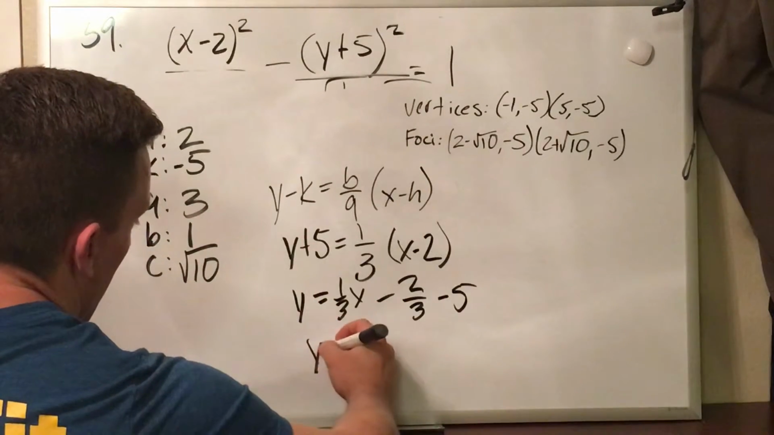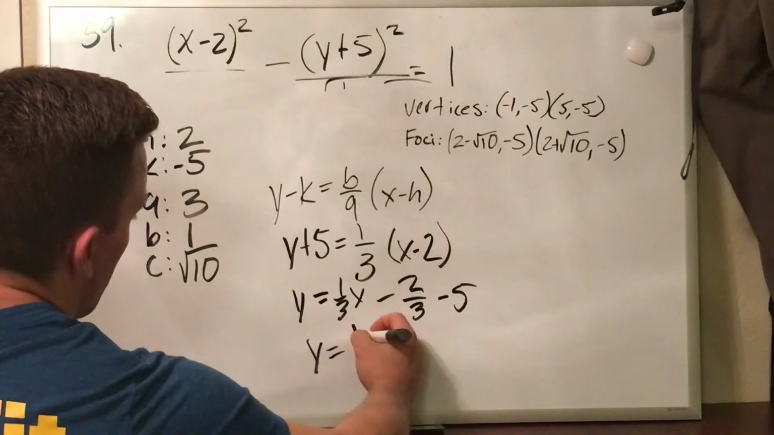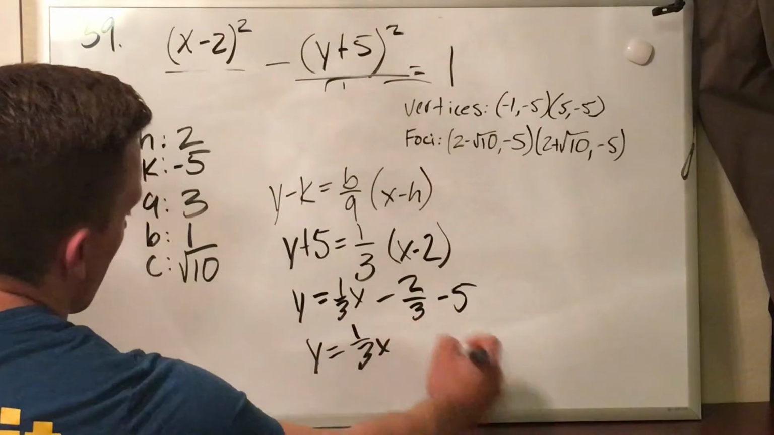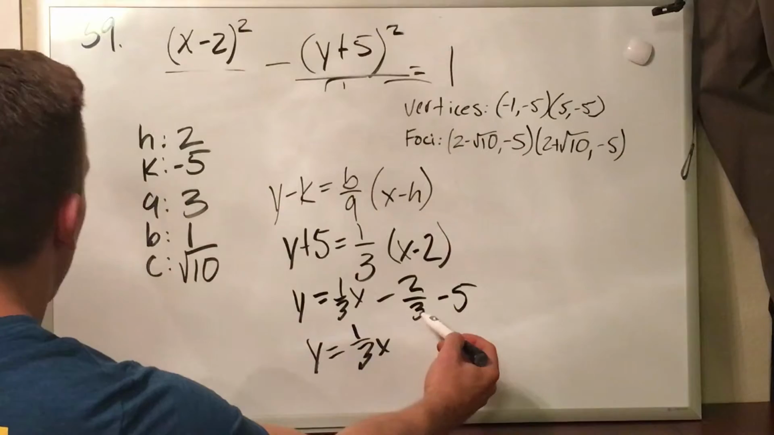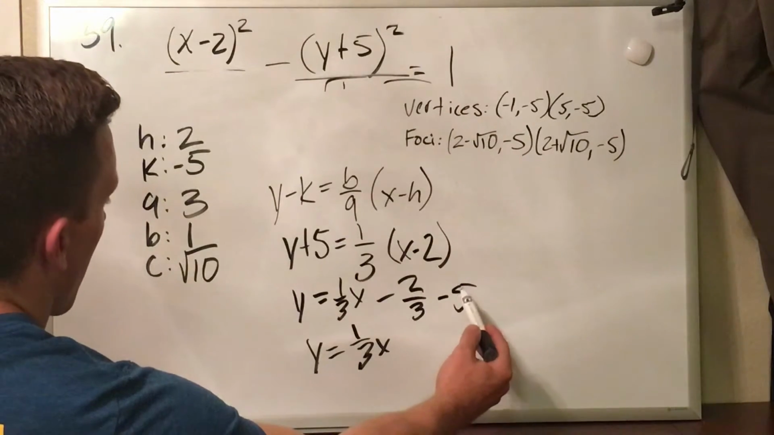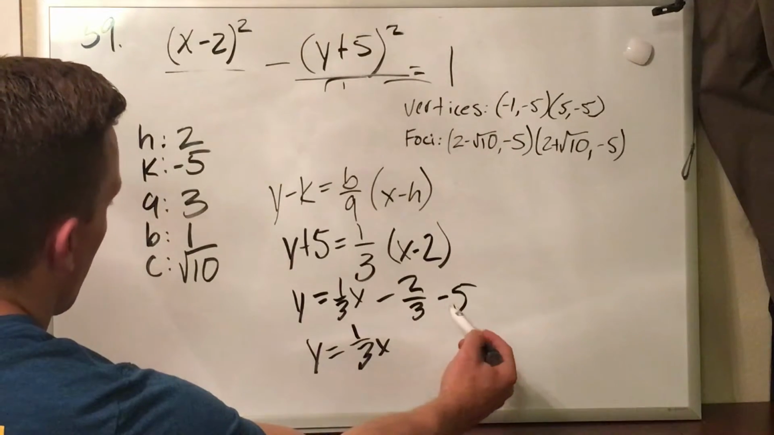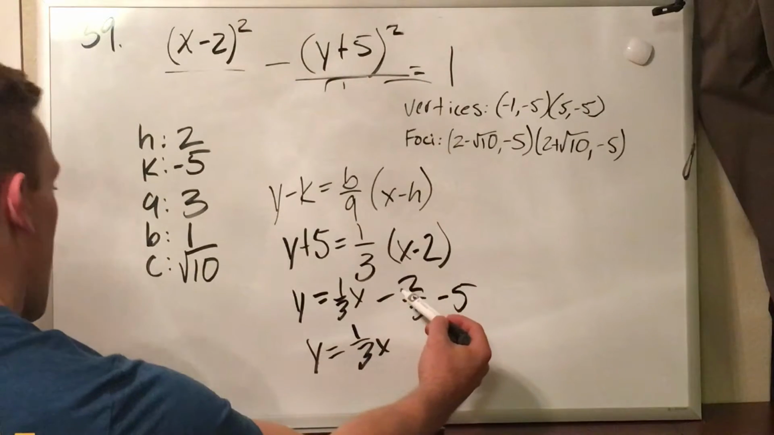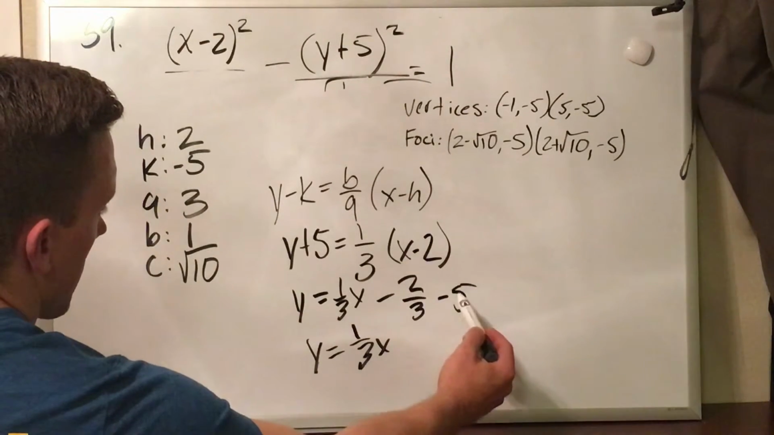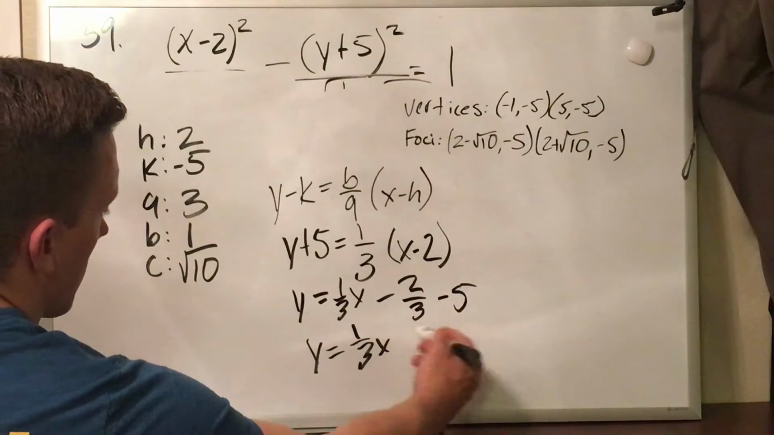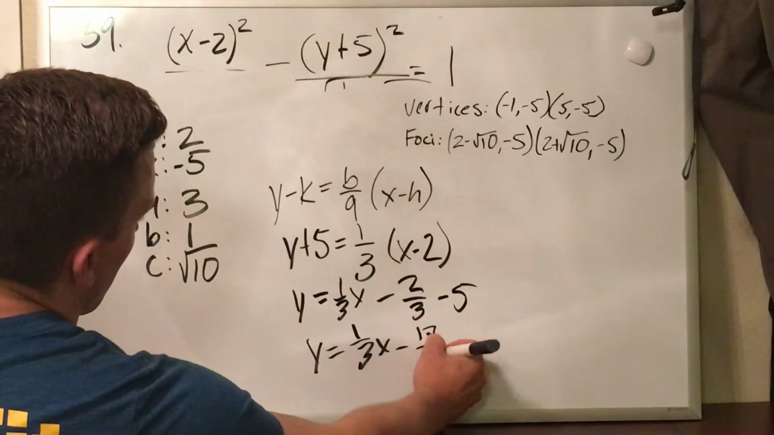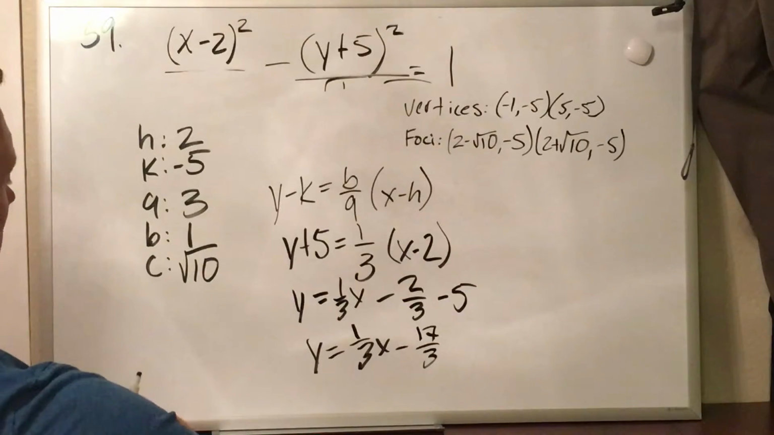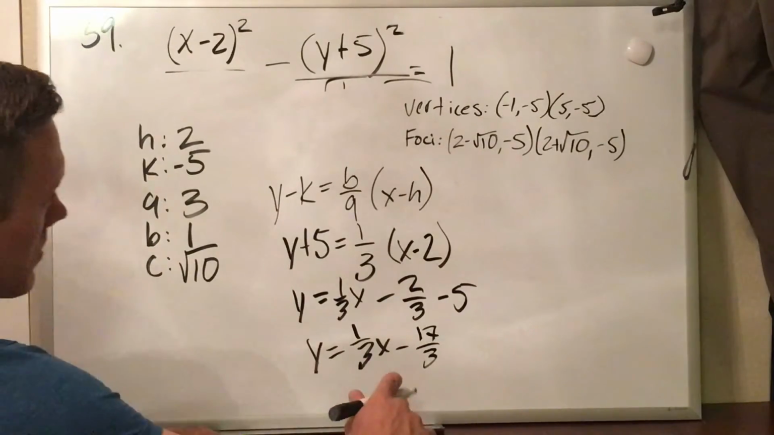Alright, y equals 1/3 x minus this 2 over 3. This 5 is going to be 15 over 3. So negative 2/3 minus 15/3 is going to give you minus 17 over 3. That's going to be one of our asymptotes.